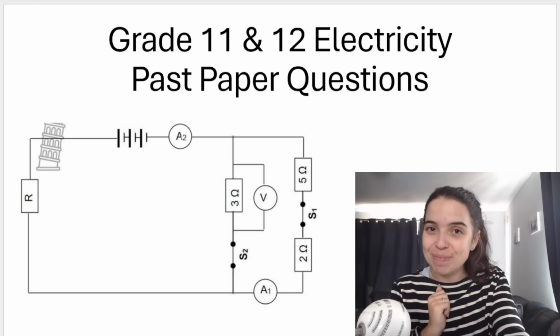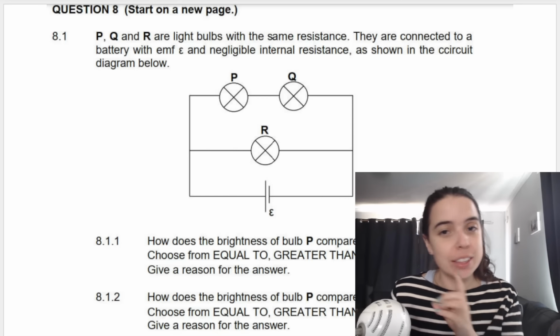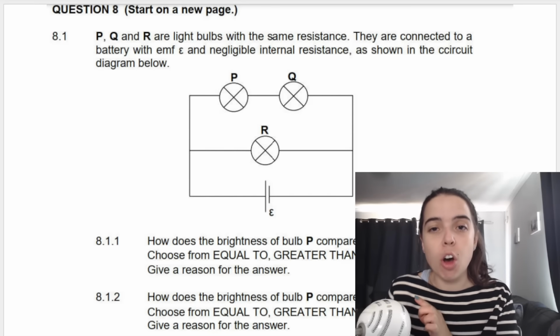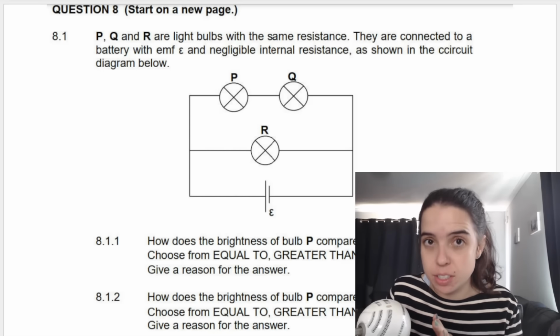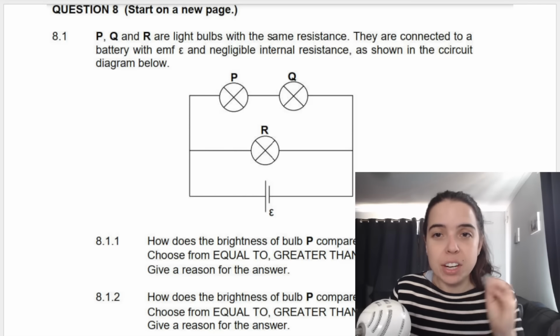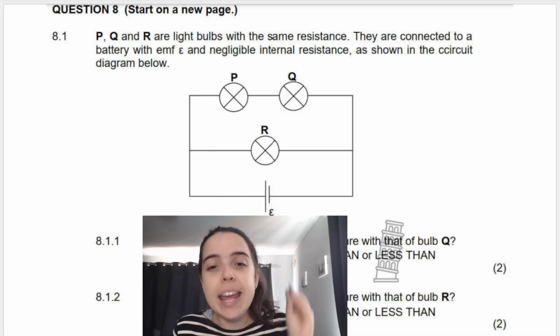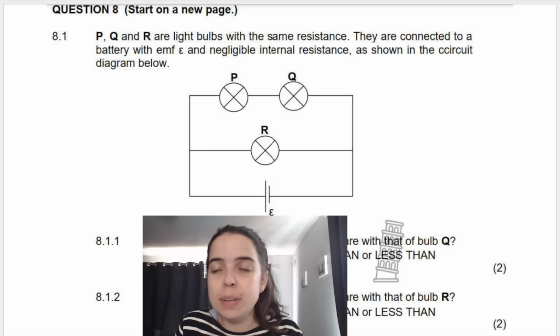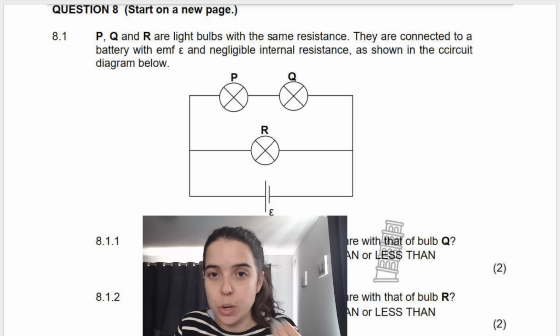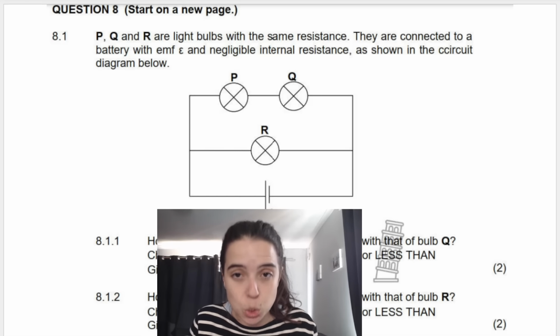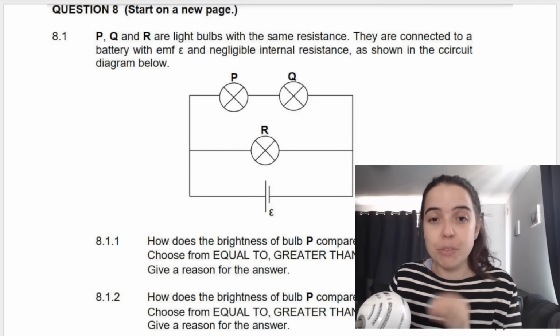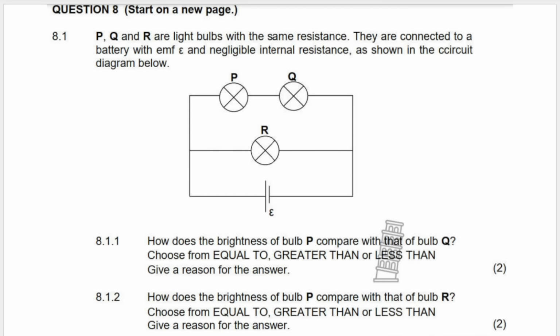Let's jump right in. The first question gives me a circuit that looks like this with bulbs P, Q, and R. They say that they have the same resistance, identical bulbs. They're connected to a circuit with a battery of EMF E over here, negligible internal resistance, which means that we don't care about internal resistance in this question. There basically is none in this question. And they ask me the following questions. How does the brightness of bulb P compare with that of bulb Q? Choose from equal to, greater than, or less than, and give a reason.